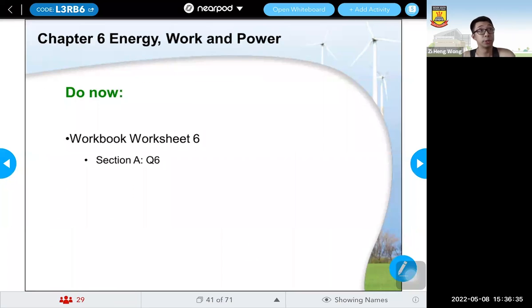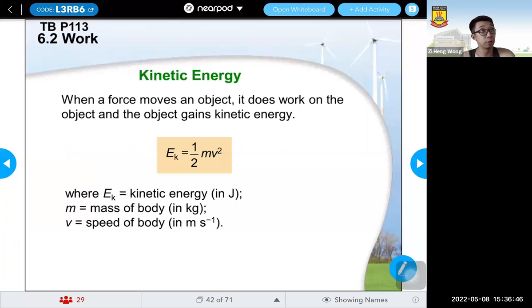Okay, so the next part, we are going to bring in the formulas for kinetic energy and gravitational potential energy. That's one of the main new things that you will learn from this topic. We start with kinetic energy. When a force moves an object, it does work on the object and the object gains kinetic energy using this formula where kinetic energy is half mv square. Mass must be in kilograms. Velocity or the speed must be in meters per second.